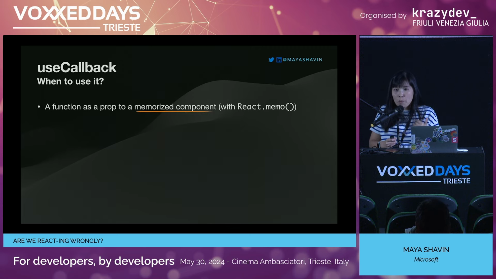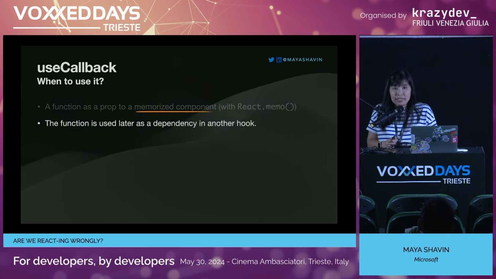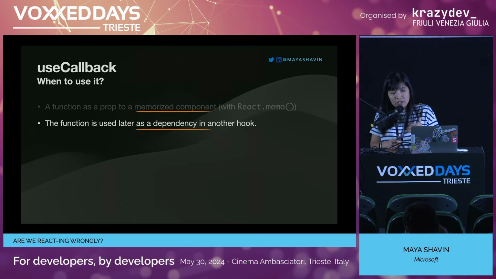The memoized component is the component that is wrapped with React.memo. This is to make sure that we optimize the memoization of both the function and the component, and avoid any more performance leaking. The second scenario is when we use this function as a dependency on another hook.